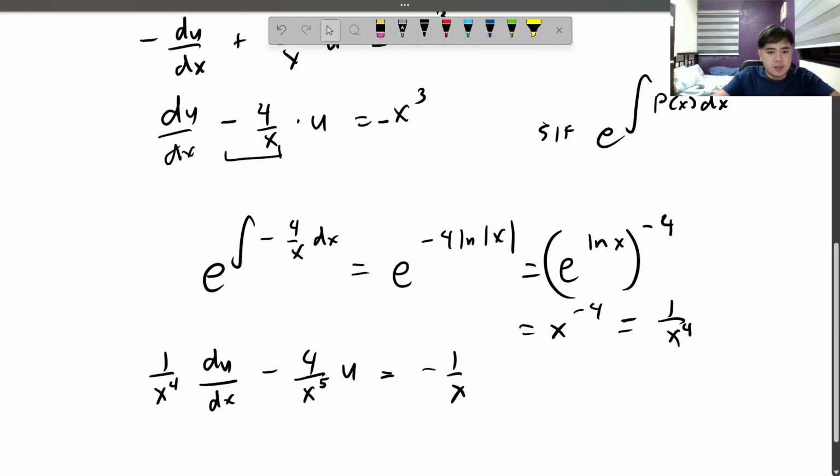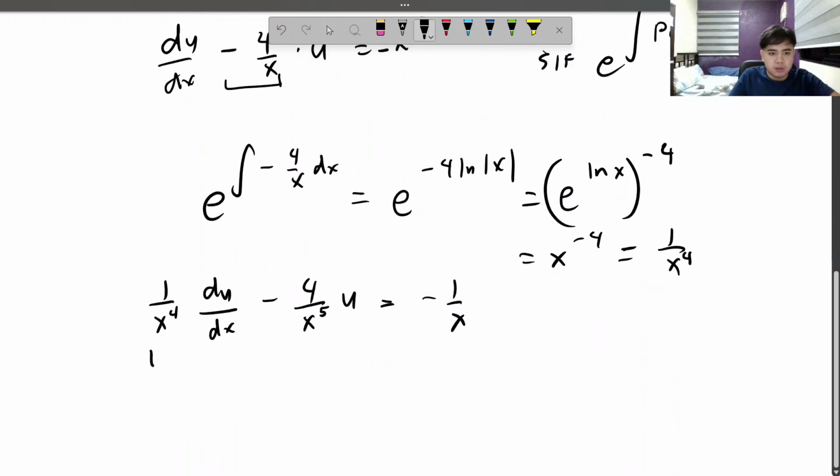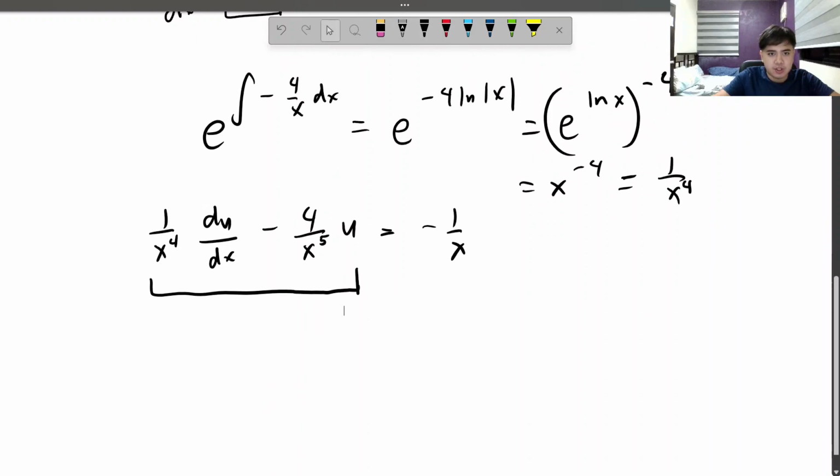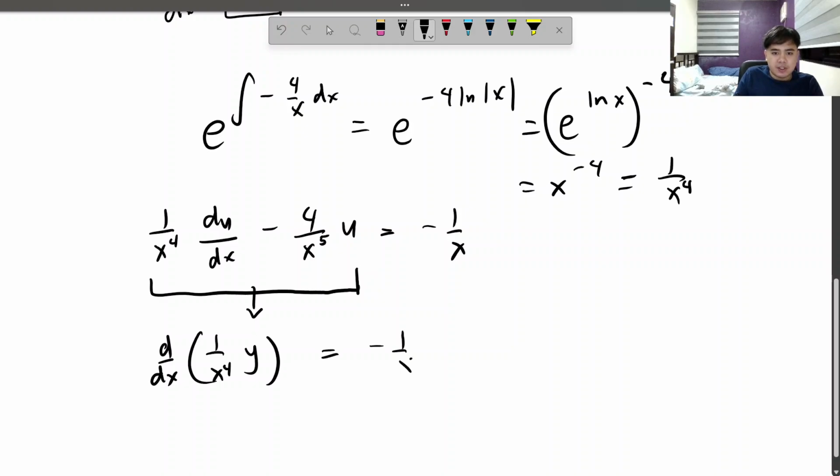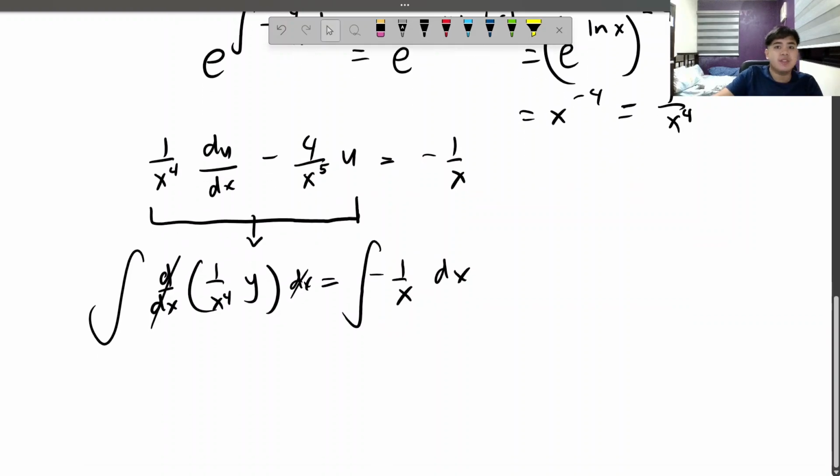And there we go. Now we know for sure, since we used the special integrating factor, that the left side is the derivative of 1 over x to the 4 times u. No question about that. You can check that for yourself. And then we have negative 1 over x on the right-hand side. We integrate both sides with respect to x. Take note that the derivative of an integral is itself, so we cancel the derivative and the integral out.